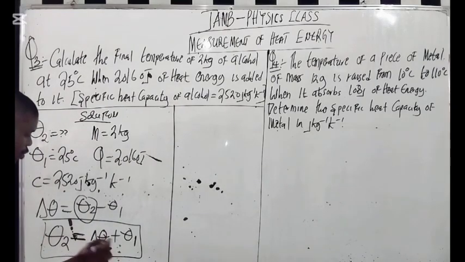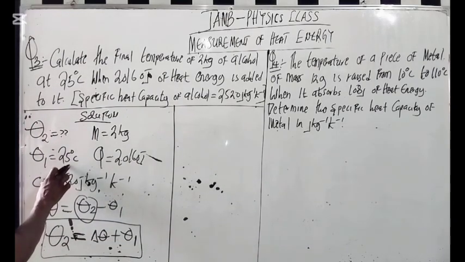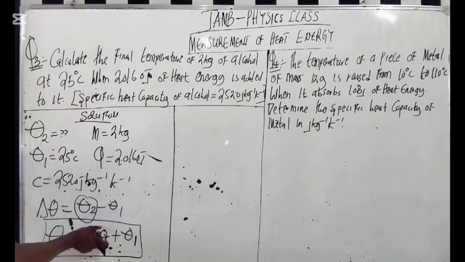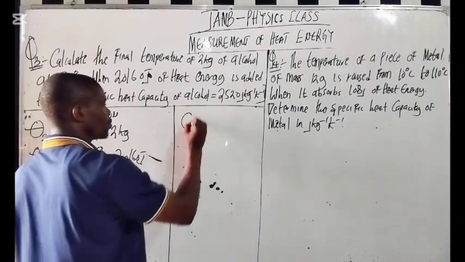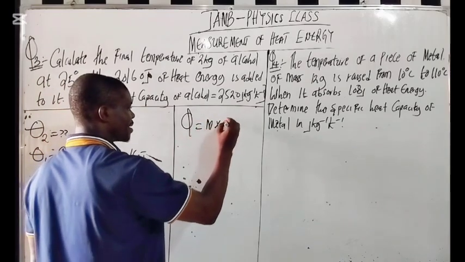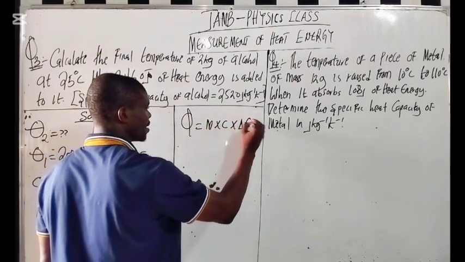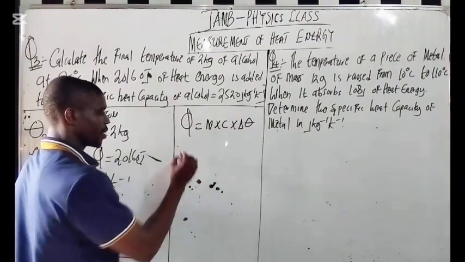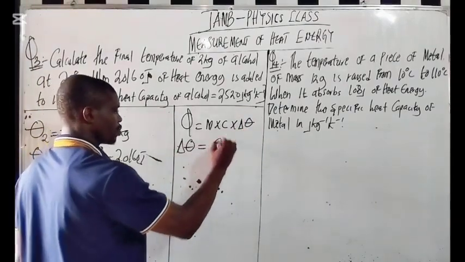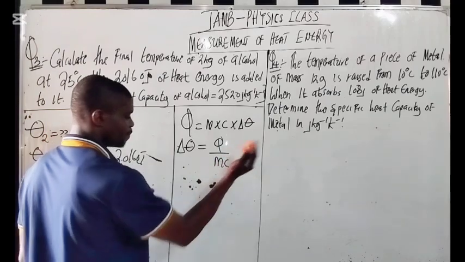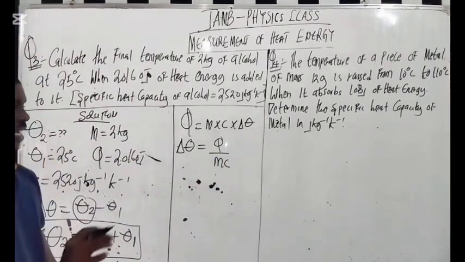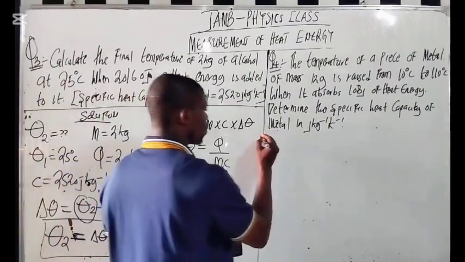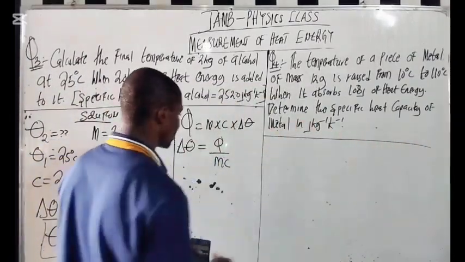Once I know this, because my initial temperature is 25 degrees centigrade, what I want to do now is to calculate my change in temperature. I know that Q is equal to M times C times change in temperature, right? So if I make change in temperature the subject of the formula, change in temperature is equal to Q over MC. As easy as that, you can see how easy it is. So what I want to do here is to input my values.